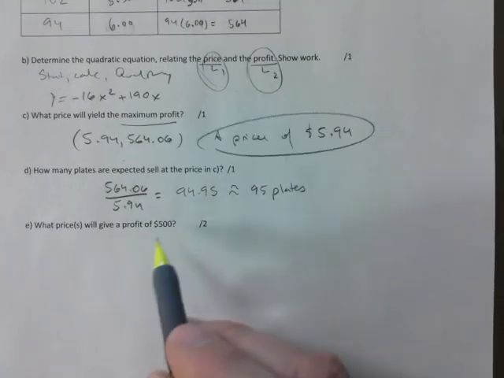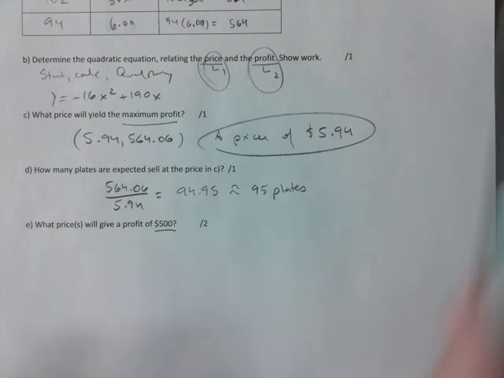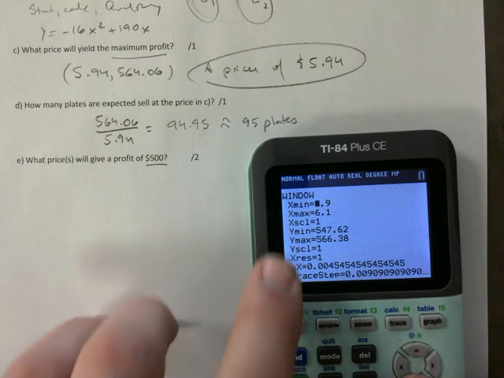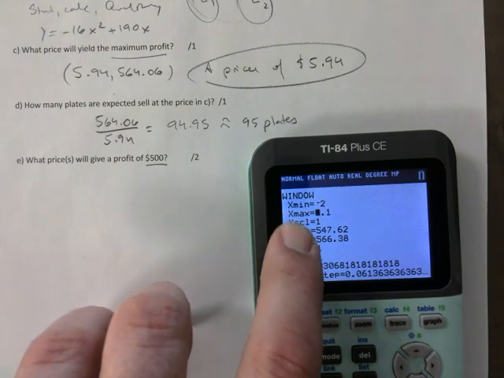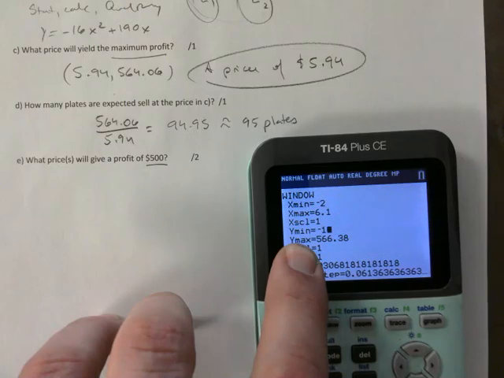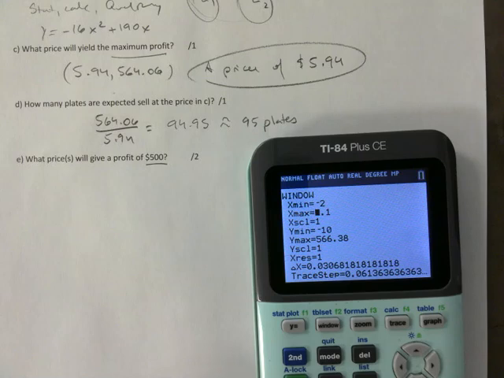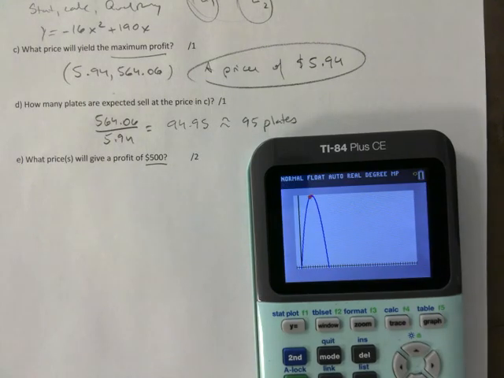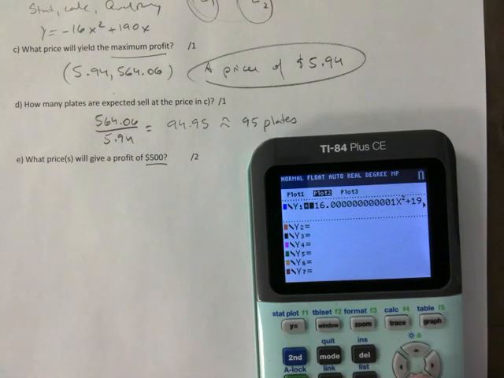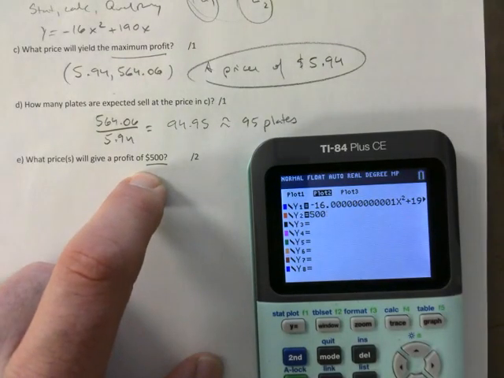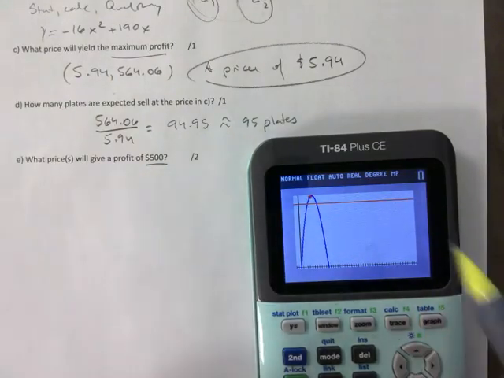What price or prices will give a profit of $500? That's where you're in trouble with this window. So remember, I would just say, make sure you go to your X-min and to your Y-min, change those to a negative, okay? There we go. And Y2 in this case is going to be 500. And so it happens twice.